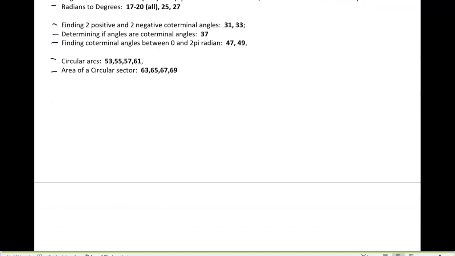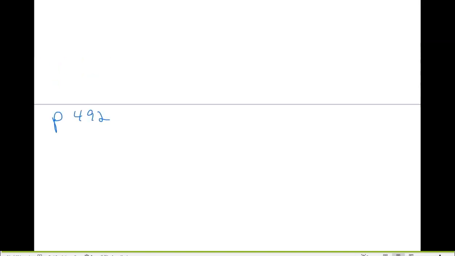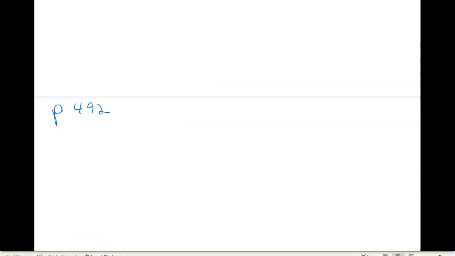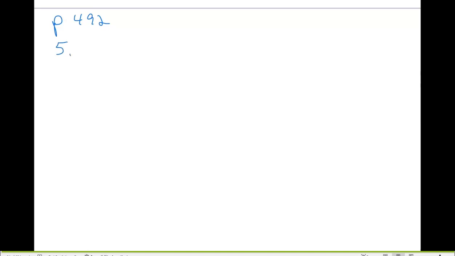I'm on page 492. Initially, I'm going to do 5 to 15 odd. For 5 to 15 odd, they want me to change degrees to radians. So 5 is 20 degrees. I'm going to change that to radians by saying times pi over 180. Divide by 10, divide by 10, 1 and 9. So that equals pi over 9.